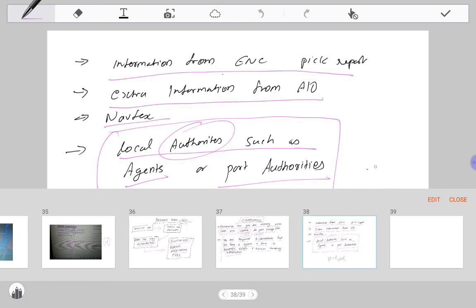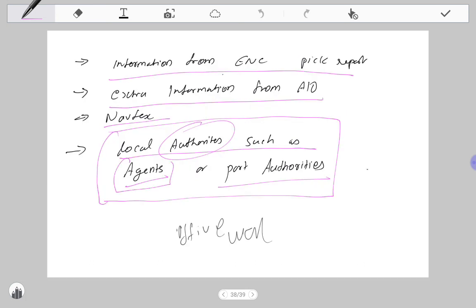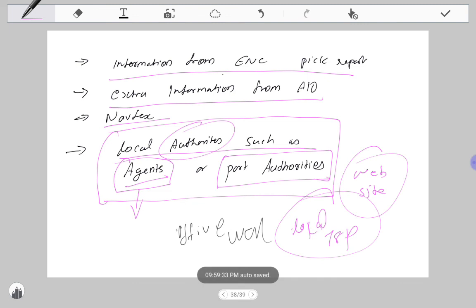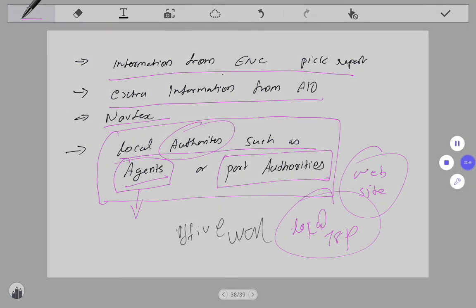So when we are approaching any port or some places, we need to have updated information. Always get additional information from the agents or port authorities or from their website, and ask for the local TNPs. Okay, that's all for the AIOs. Thank you.